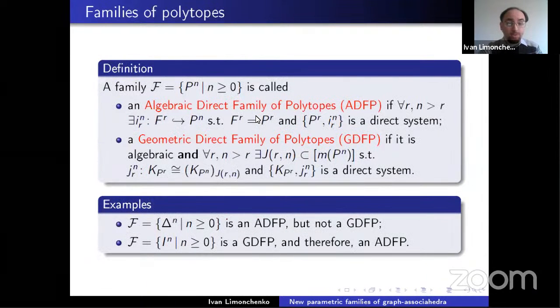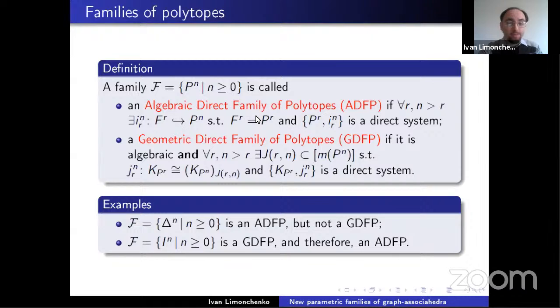And let me introduce some important types of families which will arise in toric topology. An algebraic direct family of polytopes is a linear family such that each element of smaller dimension is a face of each element of bigger dimension. So by inclusions of faces into a polytope, it's a direct system of polytopes and face inclusions.